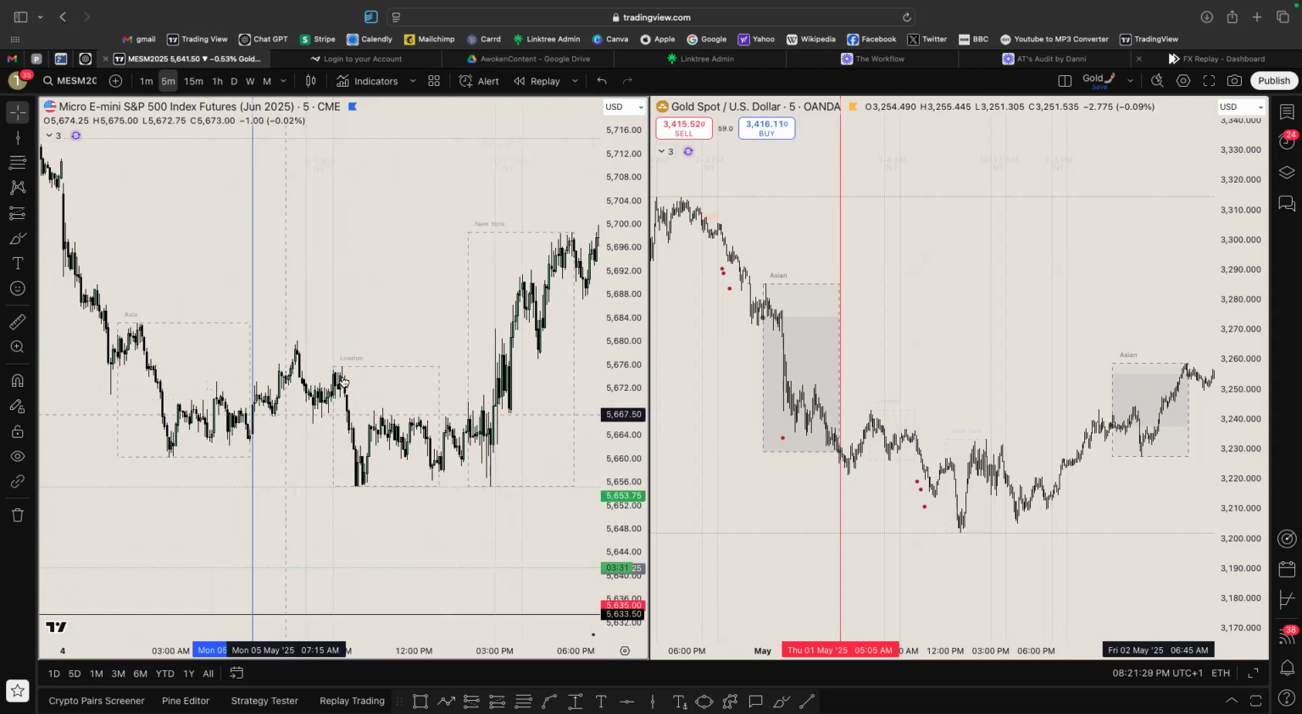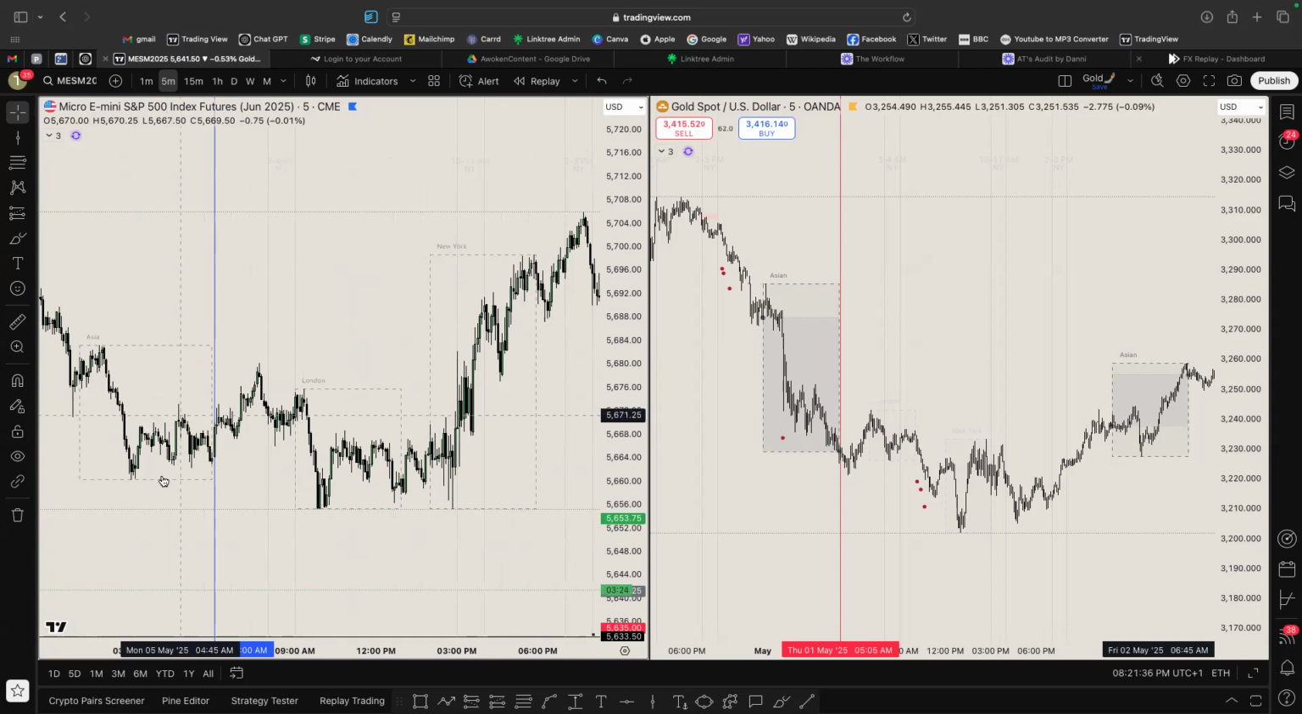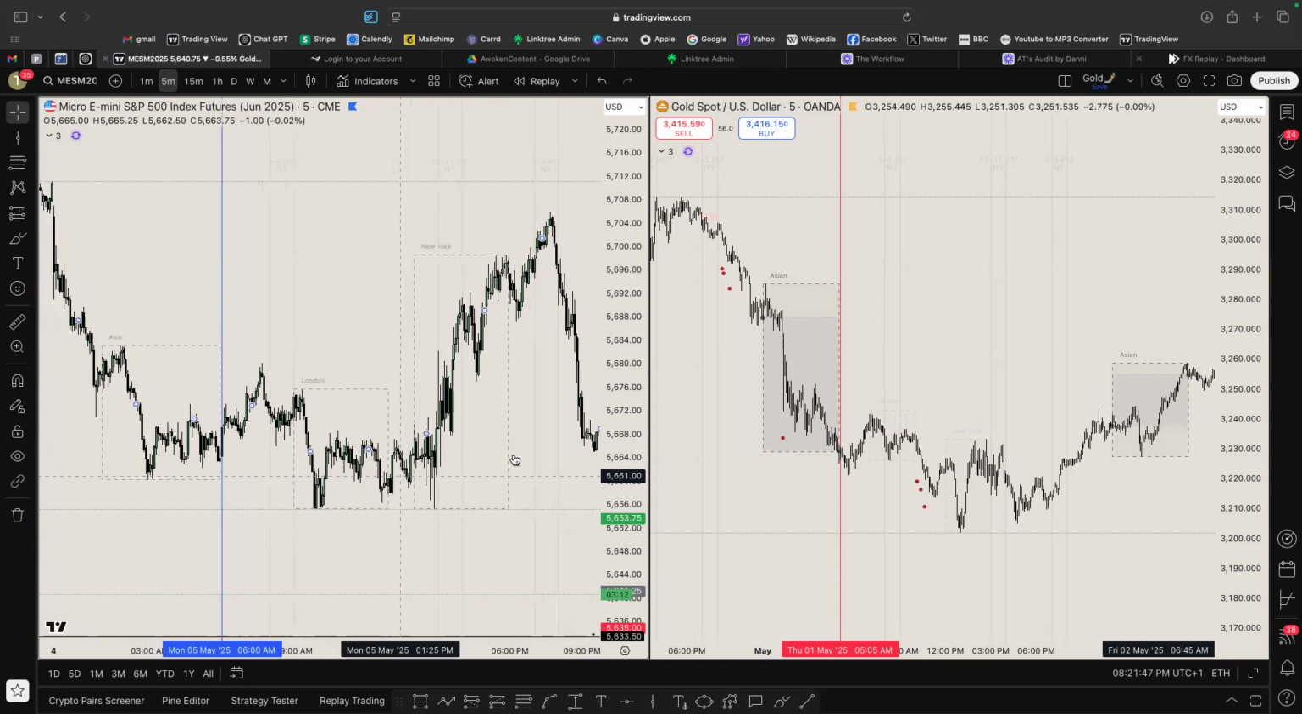And this follows the usual system that we see throughout the day. Asia is what accumulates, London's what manipulates, and New York is where we expand. This is a perfect example of it. Yes, Asia could have been slightly tighter and that would have been nicer, but beggars can't be choosers. We're traders at the end of the day. We're not making the market, so we have to take what we're given.